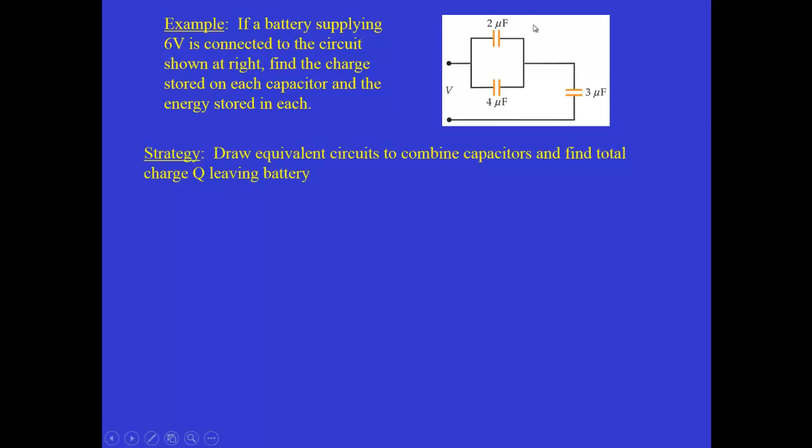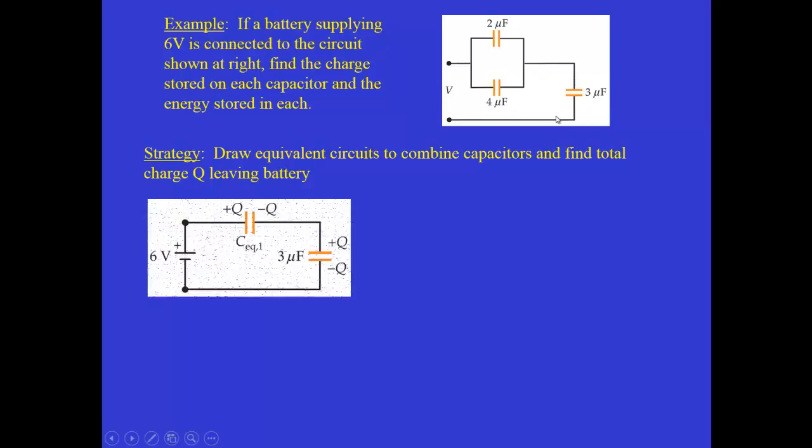We're going to try to replace these 3 capacitors with an equivalent capacitor, because then that will tell us how much charge flows out of the battery. So here's the strategy. We do this, though, in 2 steps. We replace the 2 and 4 microfarad capacitors with a single equivalent capacitor, and then we'll replace that one and the 3 microfarad capacitor with another equivalent capacitor. So the first step is take the 2 and the 4 and replace them with a single capacitor that we will call CEQ1. Those two are in parallel, so we know that their capacitances add together to give 6 microfarads. So our C equivalent 1 is a 6 microfarad capacitor. Now what do we do?